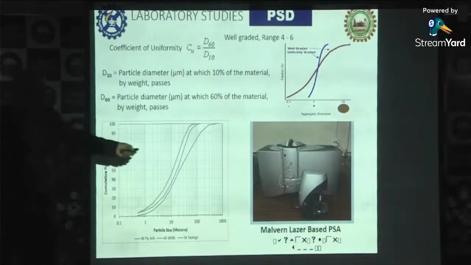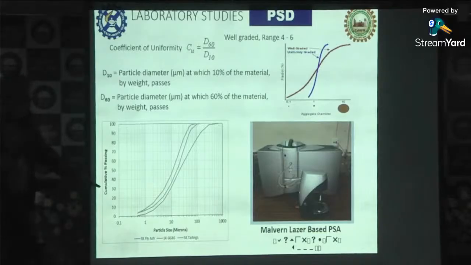This is done by a laser-based particle size analyzer. These are some of the results from SK Mines, SK Mine GGBS and SK Tailings. This is a comparison study. So Cu is the yardstick to measure whether it is well graded or not. Cu is called the coefficient of uniformity.